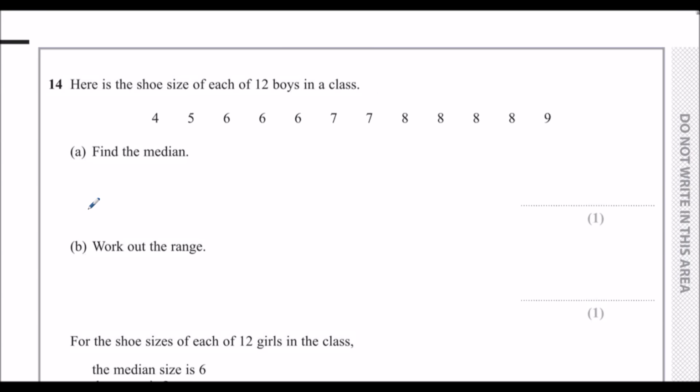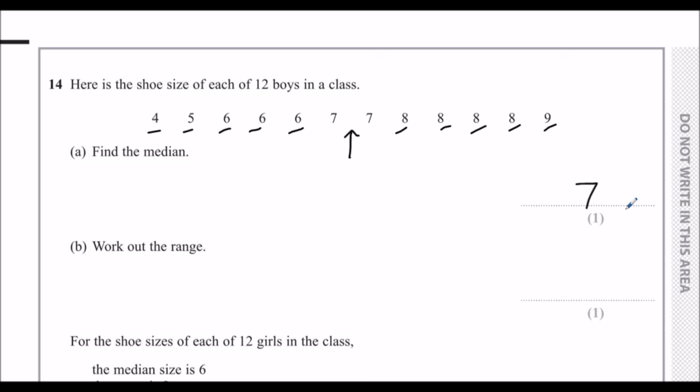Question 14. Here is the shoe size of each of 12 boys in a class. Find the median. So the median is the middle number. So 1, 2, 3, 4, 5. We're left with 2 in the middle. They're both 7. If they were different numbers, I'd say halfway between them. But halfway between 7 and 7 is 7. So the median is 7.